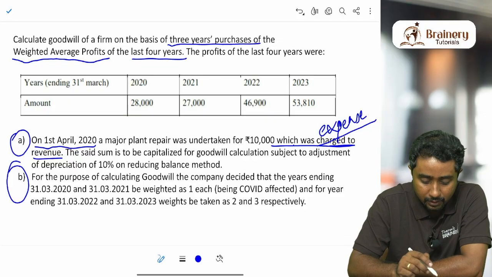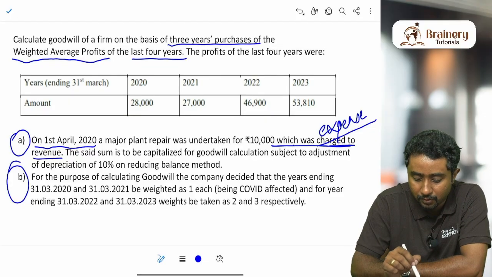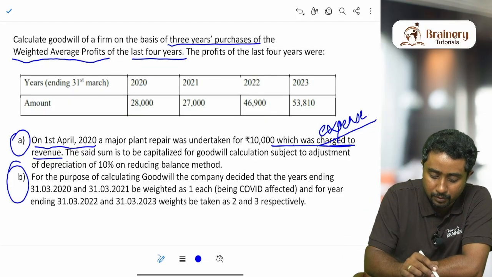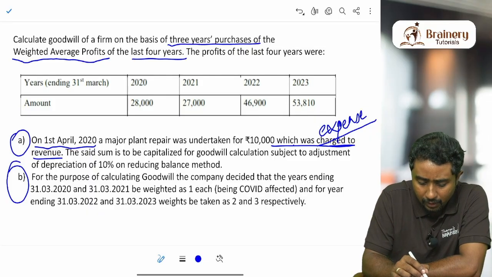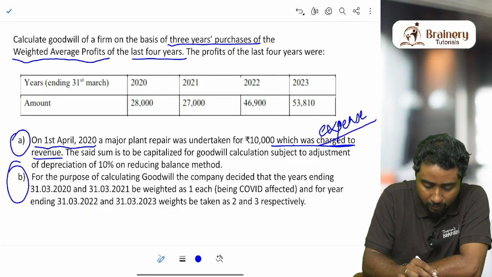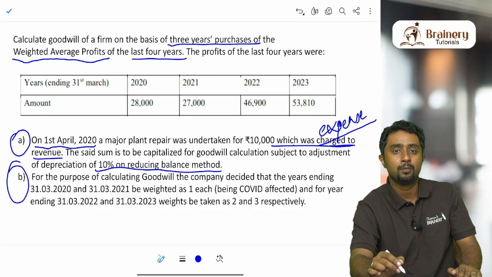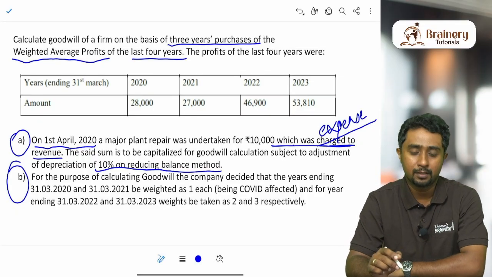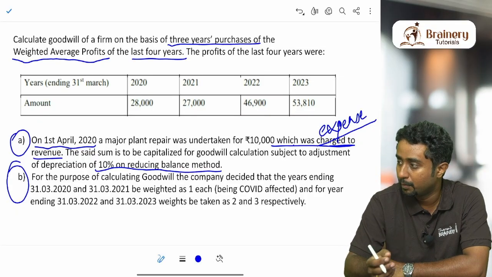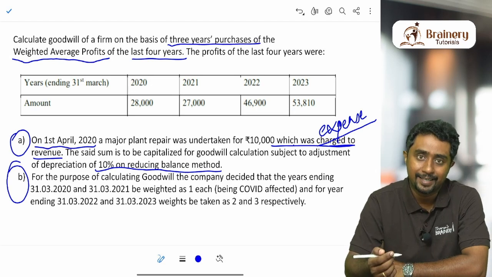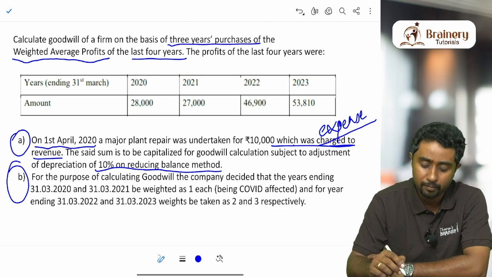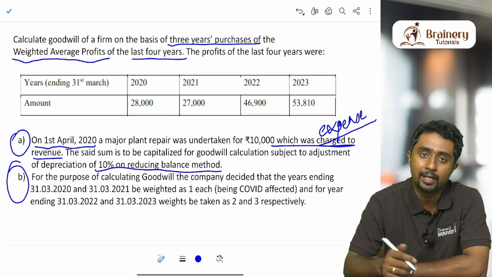Next, the said sum is to be capitalized for goodwill calculation, subject to the adjustment of depreciation of 10% on the reducing balance method. All of you are experts in the depreciation chapter, I hope. Last year you studied depreciation. When you are calculating depreciation, there are basically two methods: one is the straight line method, and second is the reducing balance method, which is also known as the written down value method.